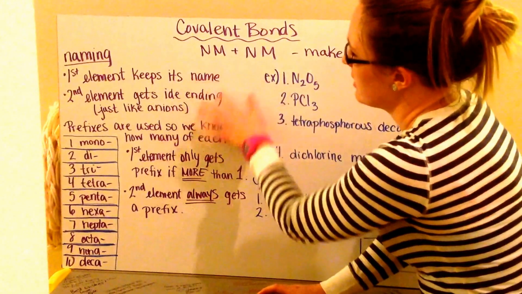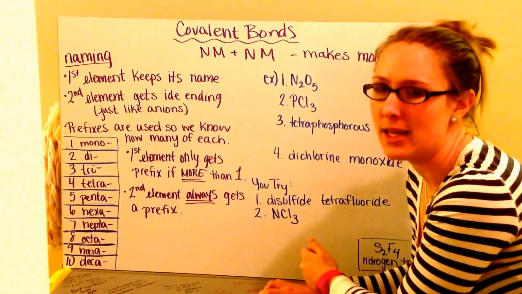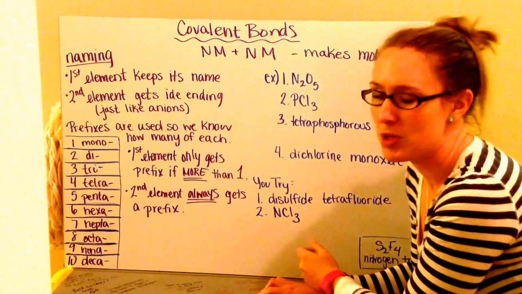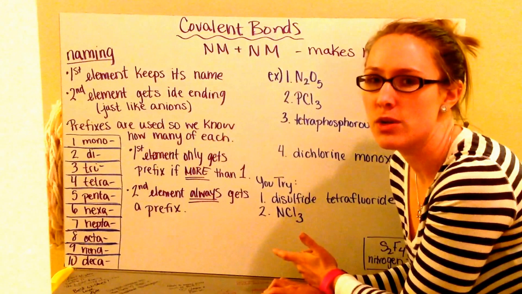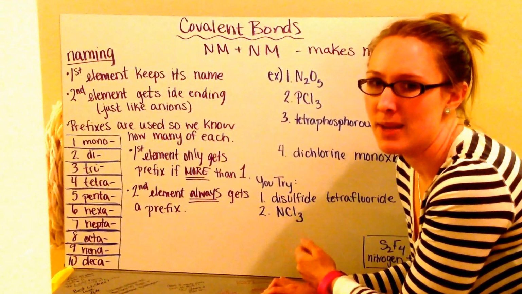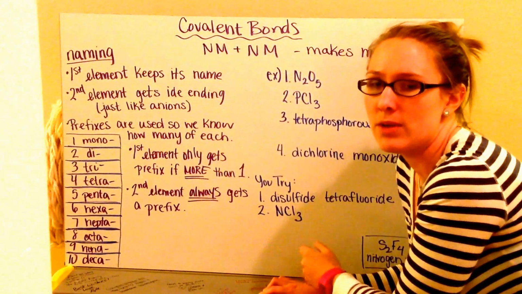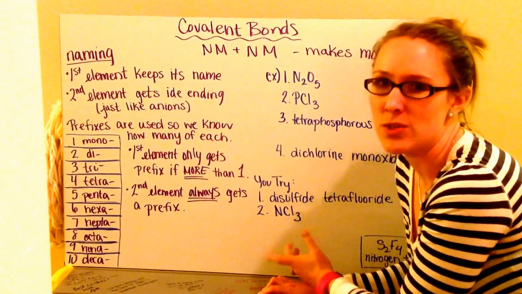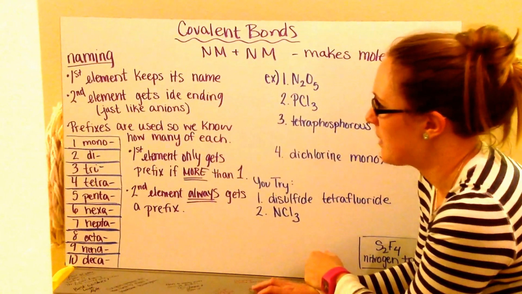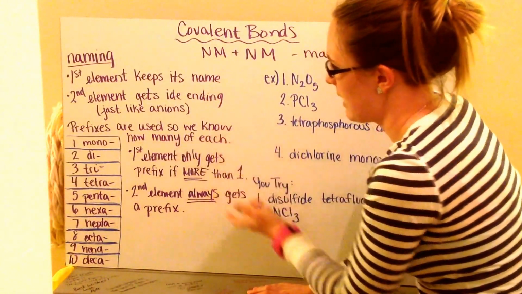So far, same setup. To differentiate between ionic and covalent bonds, we use prefixes, because covalent bonds no longer have the charges my ionic bonds did. Ionic bonds have a cation with a positive charge and an anion with a negative charge. With covalent bonds, I don't have that, so I can't use those charges to balance out the compound I'm making. So I have to use prefixes so we know how many we have of each.